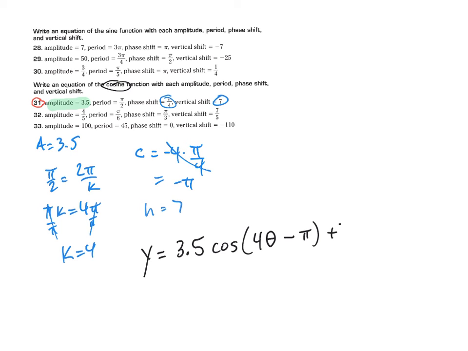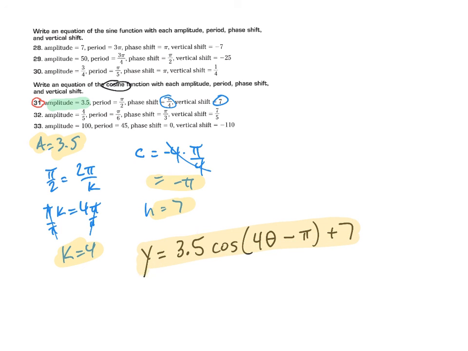plus 7. Sorry about the pause there. I was making sure I did this right. And I did. I was just making sure that I had that c written correctly, and I do. So again, we go through the process of finding A, k, c, and h, and then we write the equation by filling in those positions.